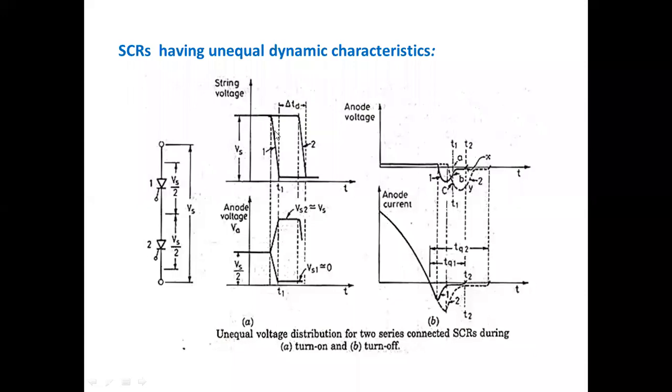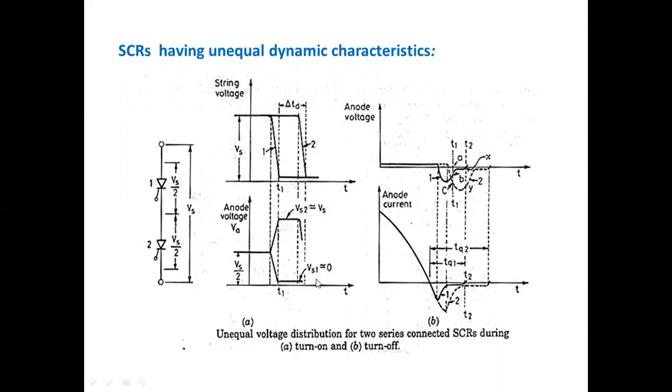Here at the same instant T1, if you observe, the voltage across SCR2 will boost from Vs/2 to almost full Vs. Actually, here Vs/2 has been observed. The anode voltage of thyristor 1, Vs2, will be boosted up to Vs, while Vs1 has to be approximately equal to 0, at the time of switching on.